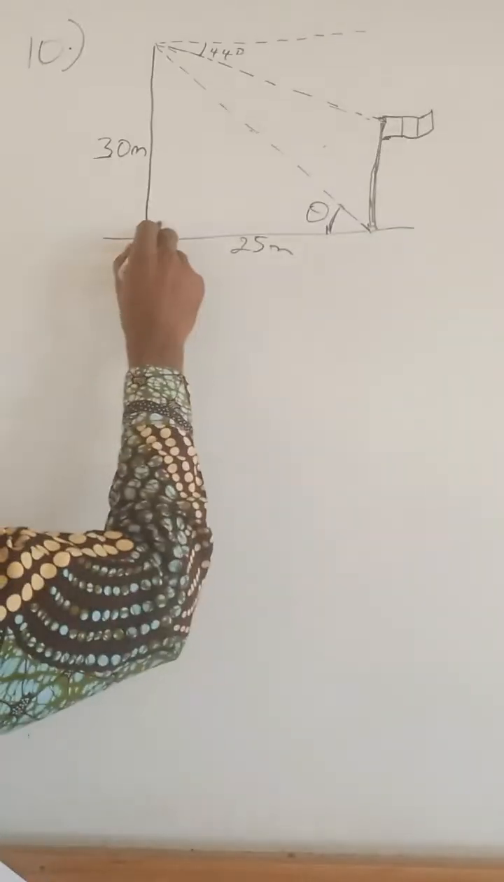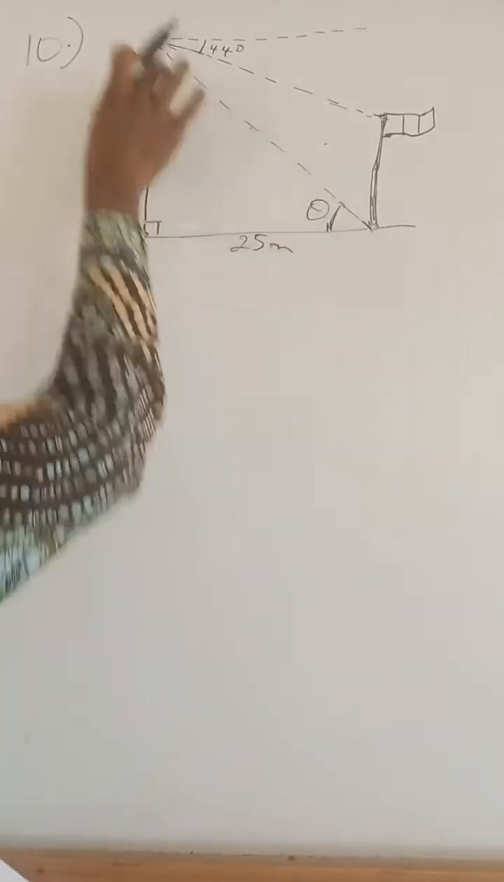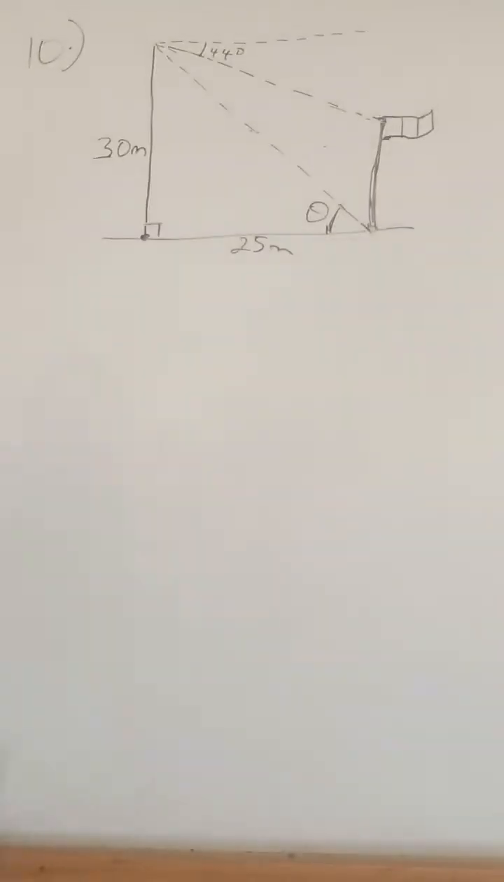Now it happens to be a right angle triangle here, because the building should be 90 degrees to the ground. Thank you for the correction I've made; yes, it's angle of elevation and depression under trigonometry. So thank you for that correction.